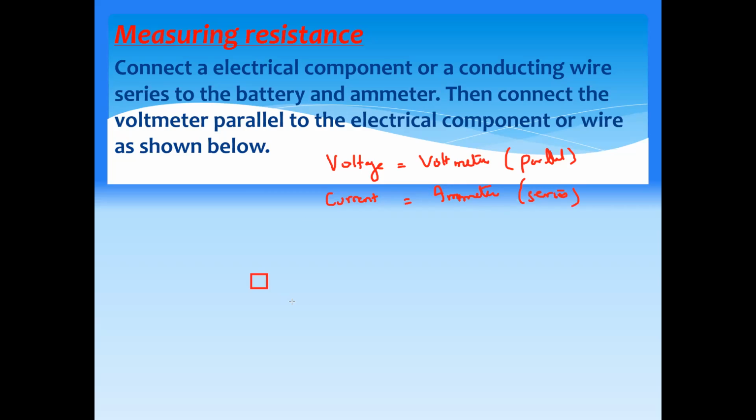So we have a fixed resistor. If I say draw a circuit to measure the resistance of this resistor, what you need is a voltage. And how to get the voltage? You connect a voltmeter parallel to this. Then we need a current, so we will connect an ammeter in series to this. And then we have a battery.